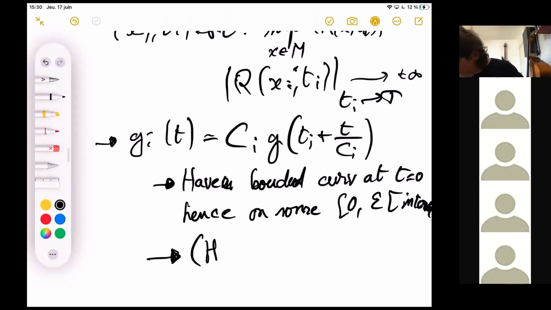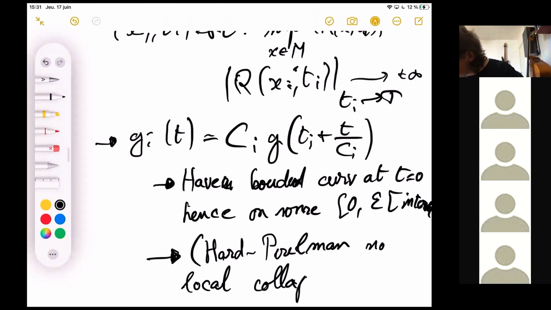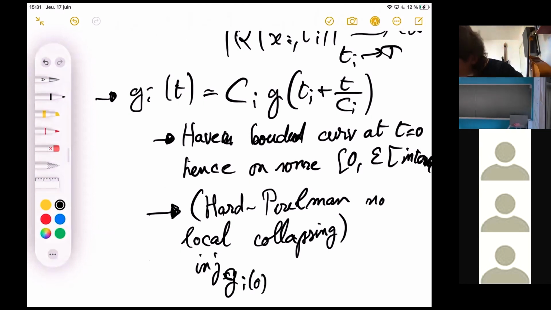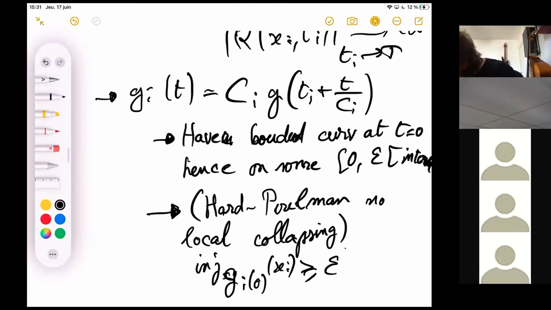You can show, and this is quite hard, even though there are probably shortcuts in that situation. So maybe the most efficient modern way, because it's used everywhere, is to use Perelman's no local collapsing. So that will tell you that the injectivity radius at xi for the metric gi of 0 is bigger than some epsilon prime, let's say.